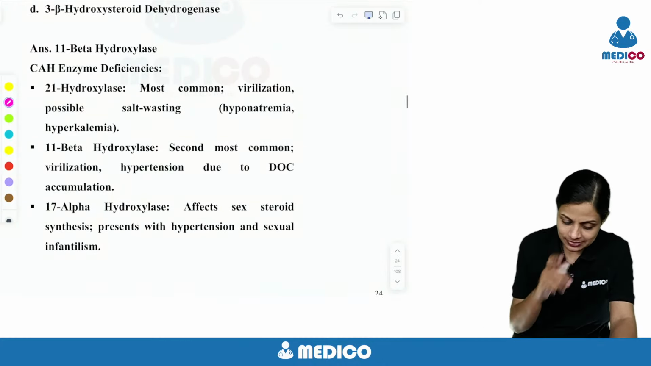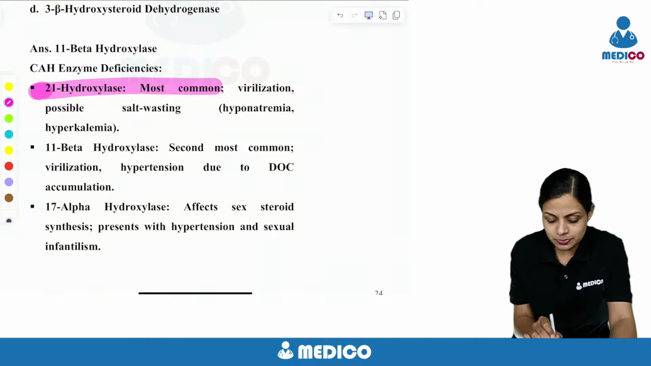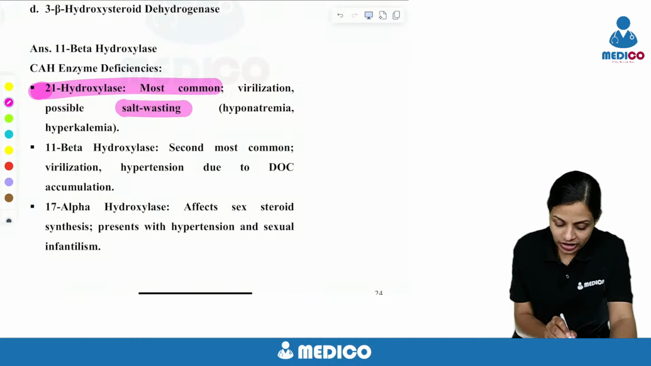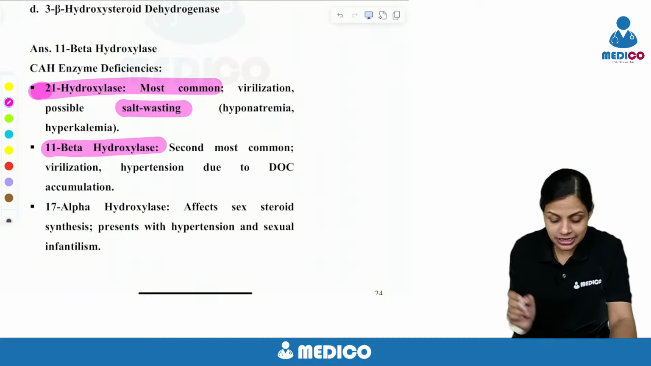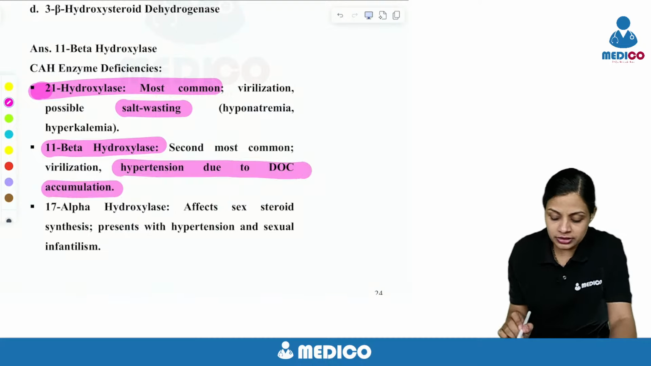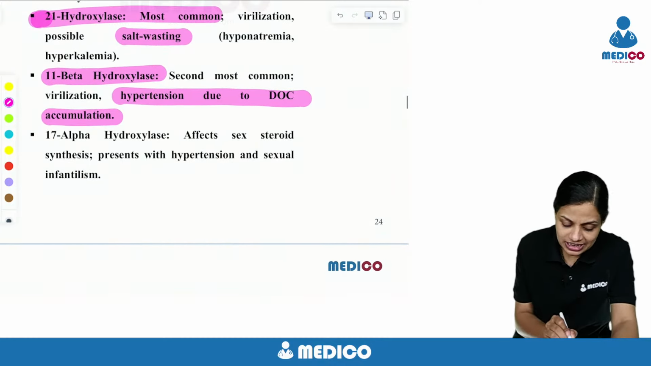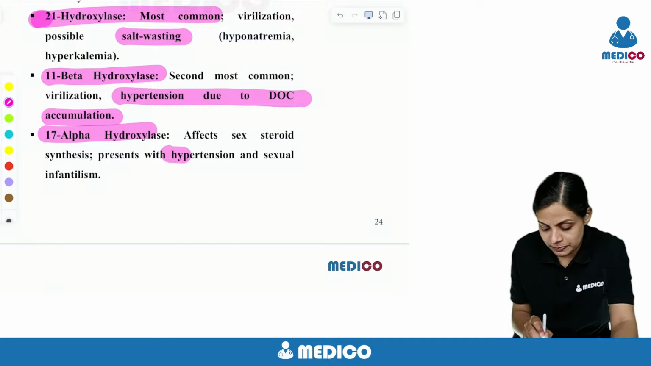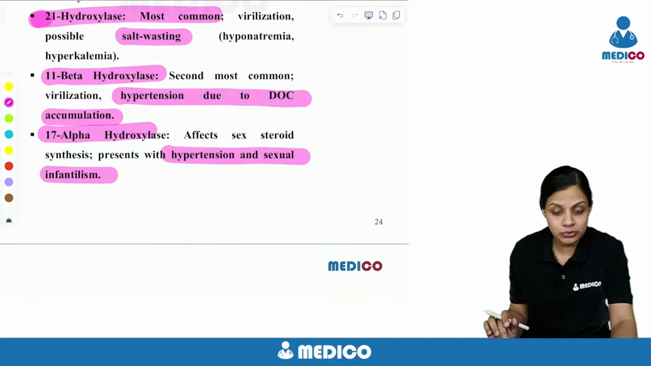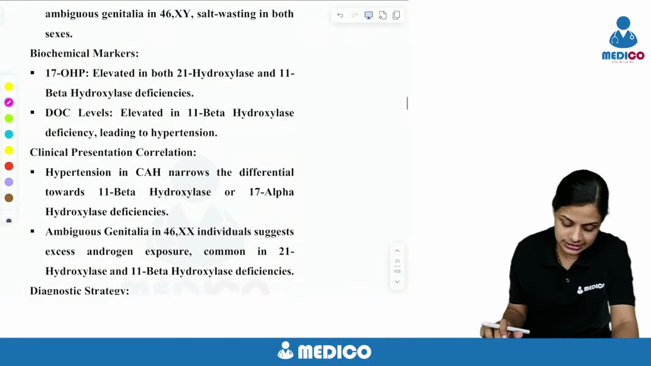Look at the choices. 21-hydroxylase is the most common, but there is possible salt wasting. While 11-beta-hydroxylase, which is the second most common, you can see hypertension due to deoxycorticosterone accumulation. Then we have got 17-alpha-hydroxylase. It will present with hypertension and sexual infantilism. All right. So look at the choices carefully before you come to your answer.